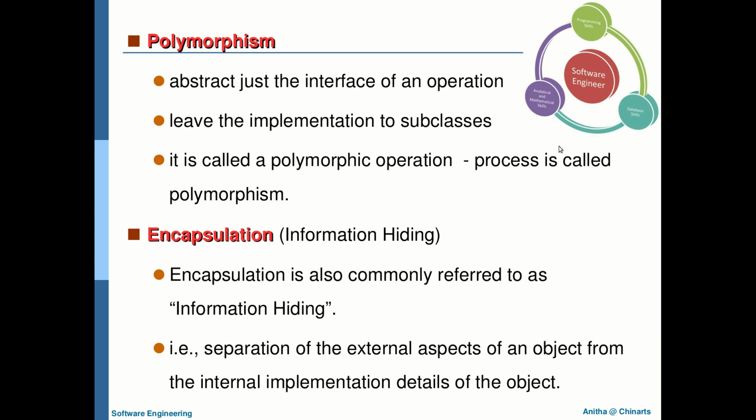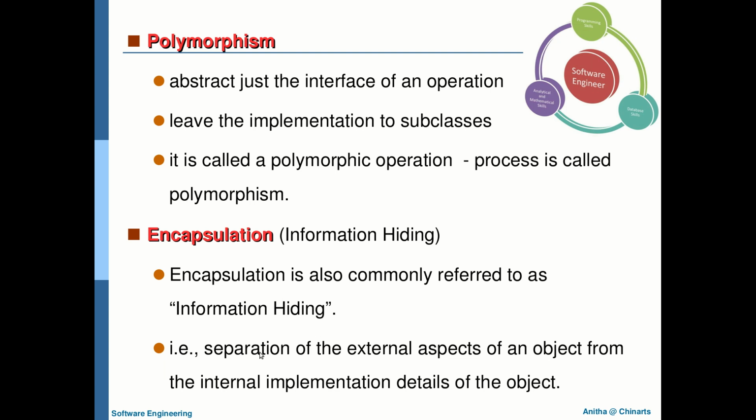Then you call it as polymorphism. And another important concept that comes in object-oriented design is encapsulation. So encapsulation is nothing but information hiding, and it is also commonly referred to as information hiding.